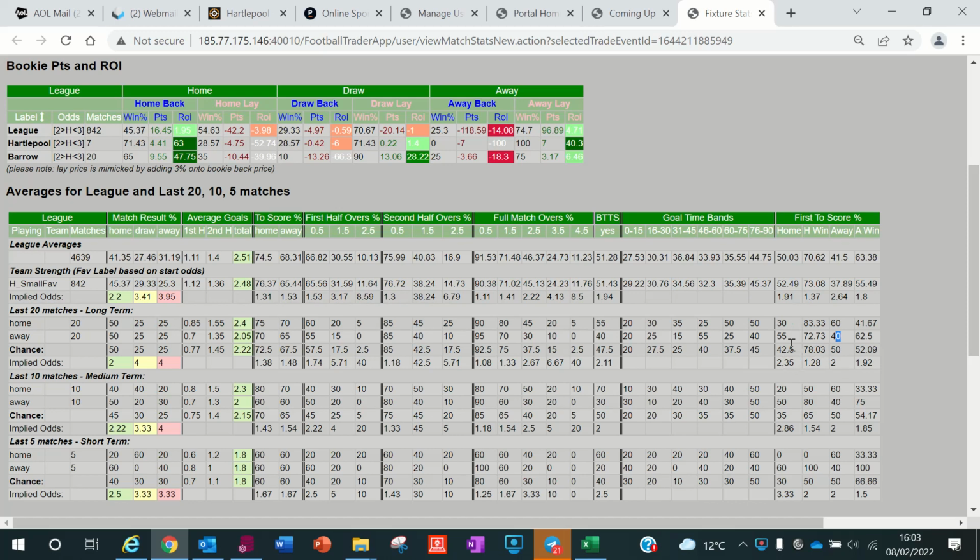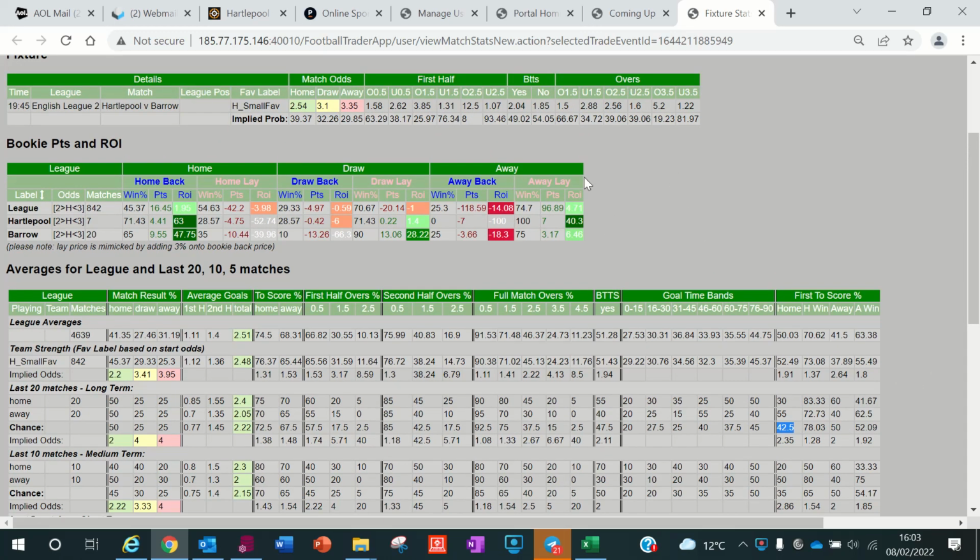So here, when we combine the two games, there's a 42.5% chance of the home team scoring. They go on to win 78% of the time. There's a 50% chance of the away team scoring. They only go on to win 52% of the time. So again, with this strong away lay leaning, if Barrow took the lead during the game, you may wish to oppose Barrow.